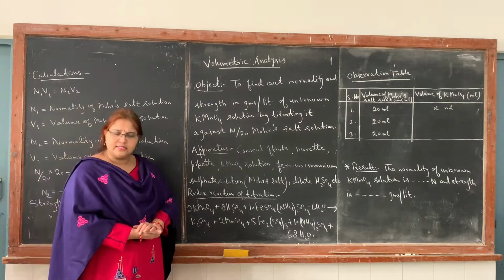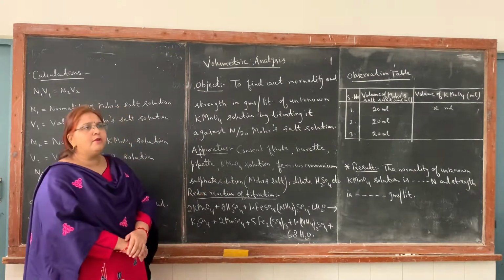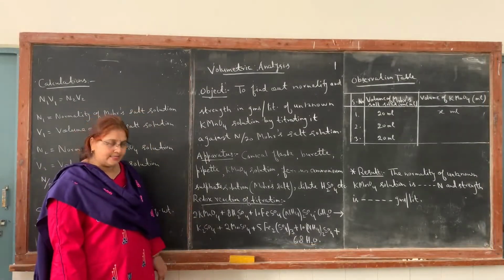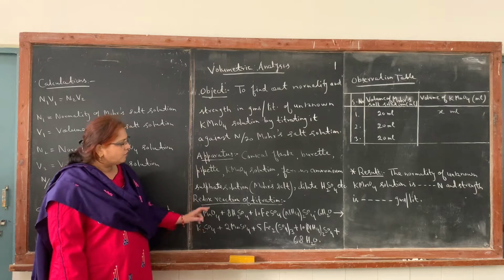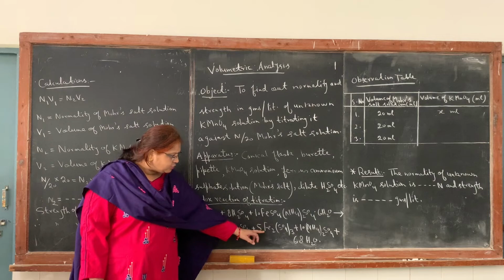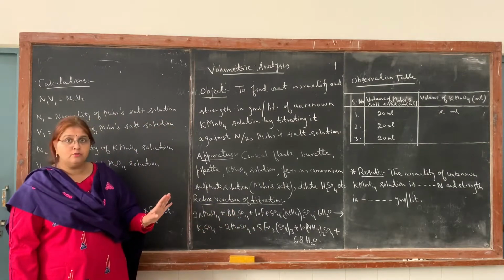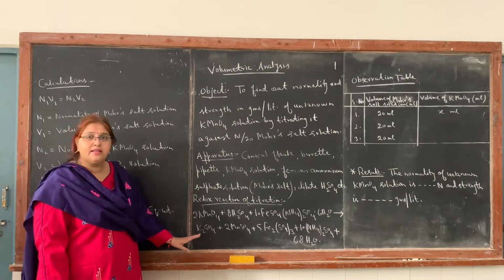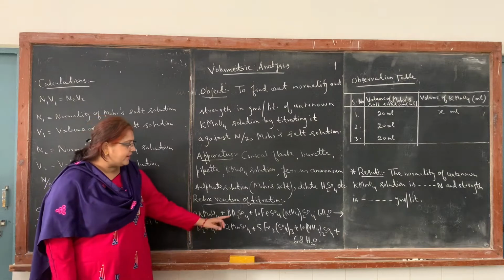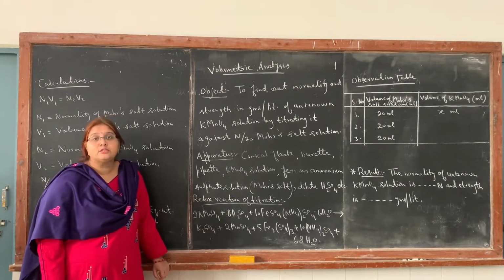Now, since it is an example of a redox titration, by seeing the reaction we can say that KMnO4 oxidizes ferrous ammonium sulfate into ferric sulfate and water molecules are formed, as you can see in the reaction. H2SO4 is an important reagent used in this experiment.